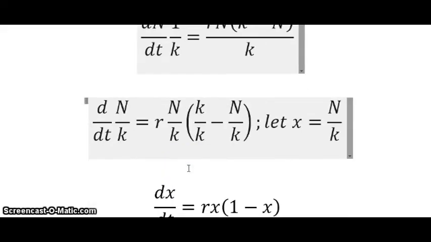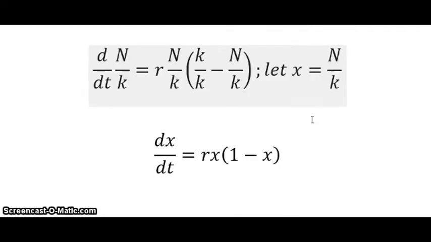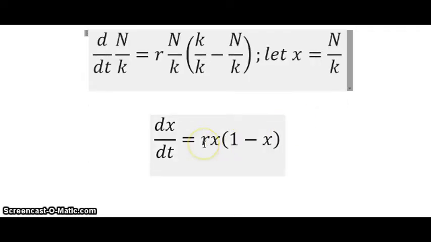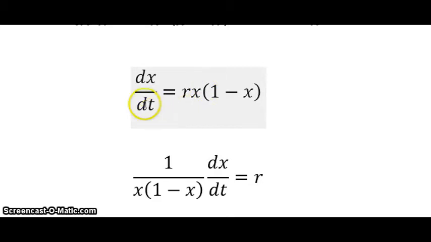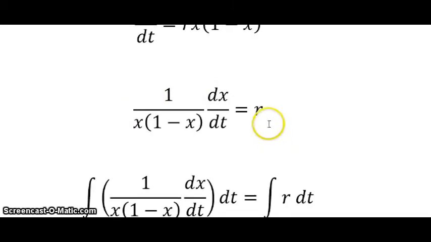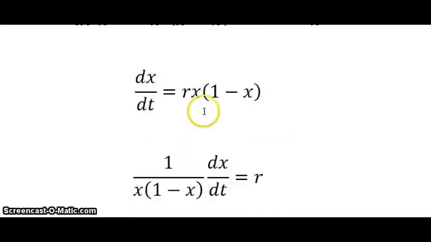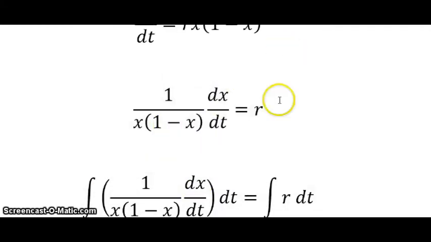To simplify the equation, suppose that x is equal to N over K. We can change the formula because dx over dt is equal to r times x times (1 minus x), from the previous equation. After we have this equation, next we multiply every side of the equation by 1 over x times (1 minus x). So we get this equation here.